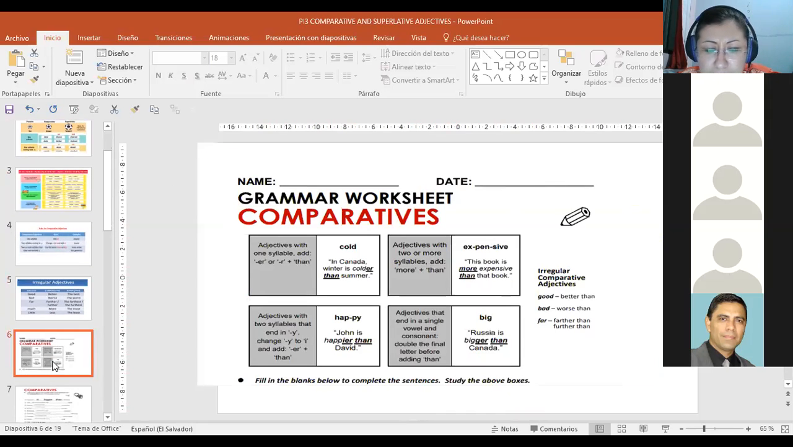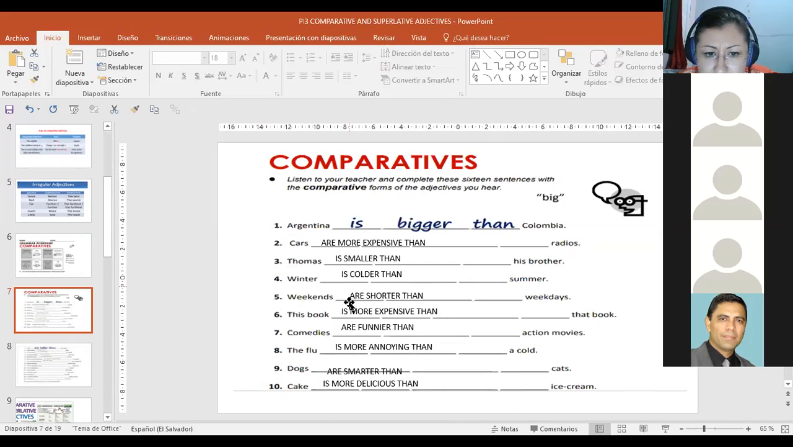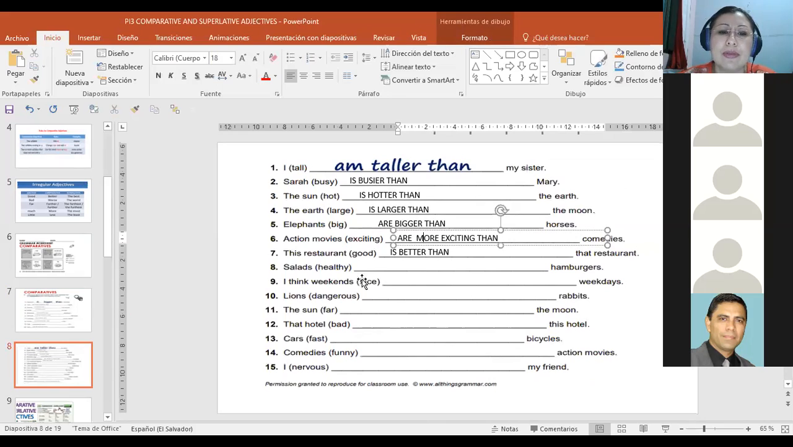No, I don't have it. No tenemos. Shorter, more explain, funnier. Teníamos healthy, que es bien parecido en los ejercicios, solamente que ya no lo hicimos. It's number 8, teacher. Healthy. Salads. Pero ahí sí podemos decir healthier. Why, teacher? We have three syllables. Healthy. Pero suena bien si usted le agrega.